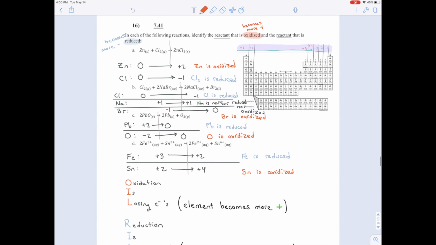So oxidation and reduction happen when the charge on an element changes as you go from the left of the arrow to the right of the arrow. It doesn't happen in all reactions, but when it does, it's called oxidation and reduction. When the charge becomes more negative, an element is reduced, and when the charge becomes more positive, an element is oxidized.